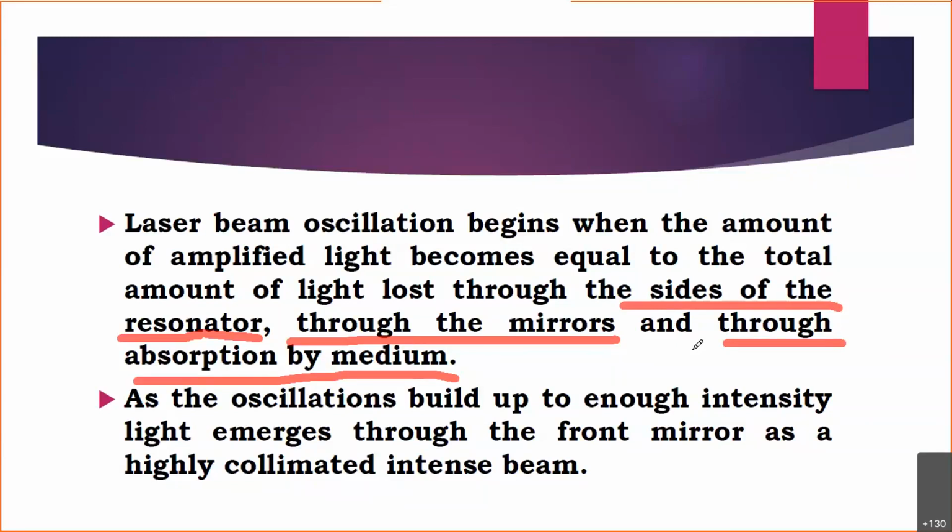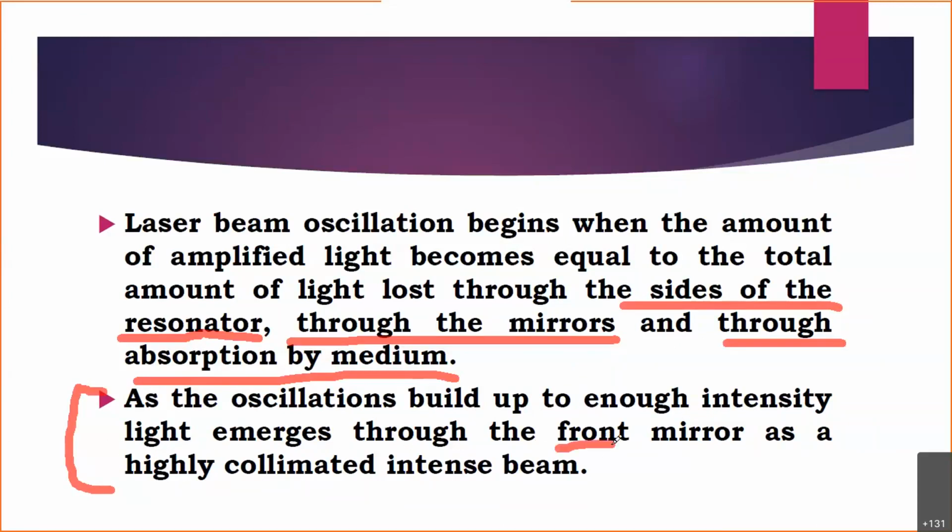But how do you overcome that? You need to keep on amplifying your signal inside the resonator, so that at a moment when you think the amount of amplified signal is more than these losses, then you can take the signal out. Now, as I have written over here in the last point, as the oscillations build up to enough intensity, light emerges, as I said earlier also, through the front mirror.